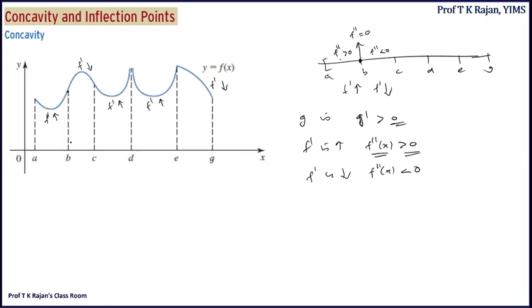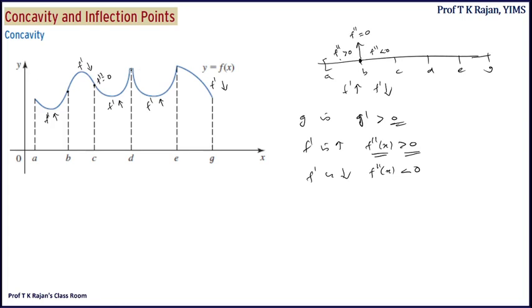Similarly, in the interval BC, you can see that f dash is decreasing, whereas in the interval CD, f dash is increasing, and therefore there is a point here where f double dash is equal to 0. F double dash being 0 means f dash is neither increasing nor decreasing at this point. That means f double dash is equal to 0.